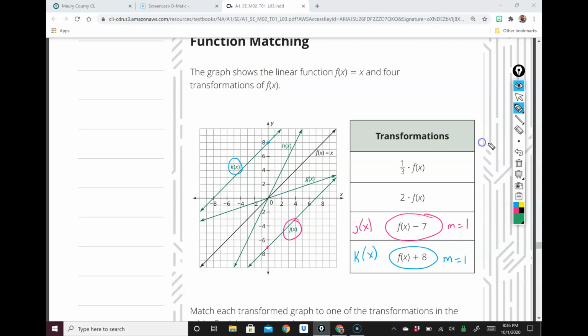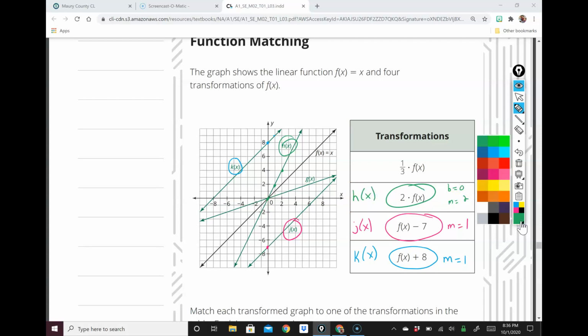Grab another color, maybe green. And let's see what this one is. H of X definitely goes through the origin. We need to figure out what the slope is though. So I can start at the origin and I'm going up 2. Notice this crosses in the corner. Up 2, right 1, up 2, right 1. So that's a slope of 2. Y-intercept is 0, but it has a slope of 2. So that is H of X.